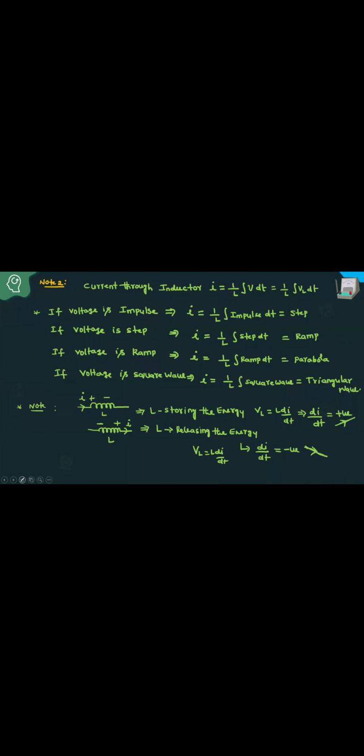But one point you have to remember here, friends. The property of an inductor is like this. For example, initially the inductor stores the energy. There is a main difference between inductor and capacitor in storing and releasing. Like this is the current direction, this is plus, this is minus. Then we can say that it is storing.